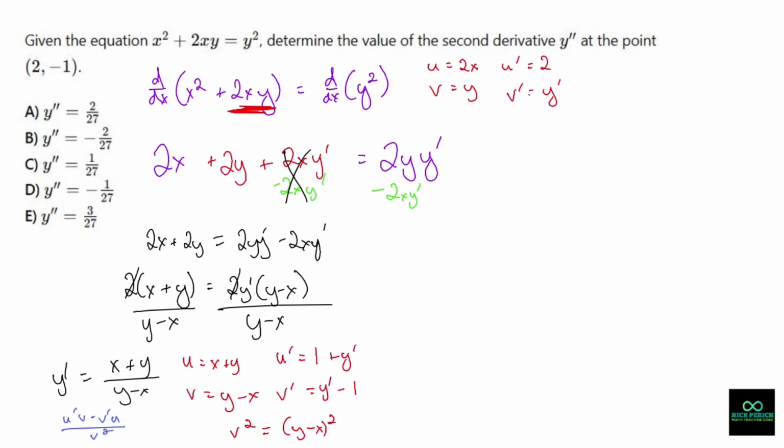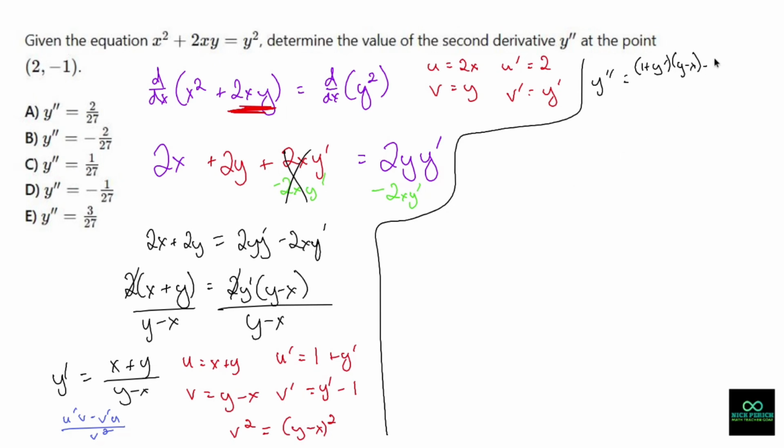So let's go up here. Oh boy, I'm so scared that I'm going to run out of space. Sloppy. All right. U prime v. So y double prime is going to equal u prime v, so u prime is 1 plus y prime, times v, which is y minus x, minus v prime, which is y prime minus 1, times u, which is x plus y, over (y minus x) squared.